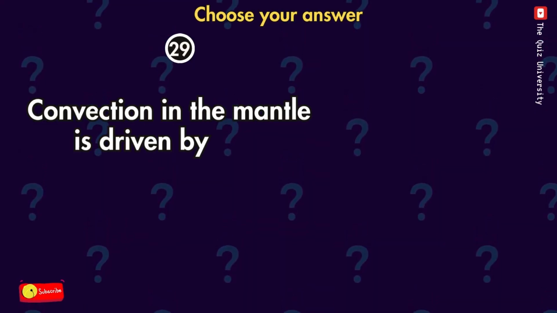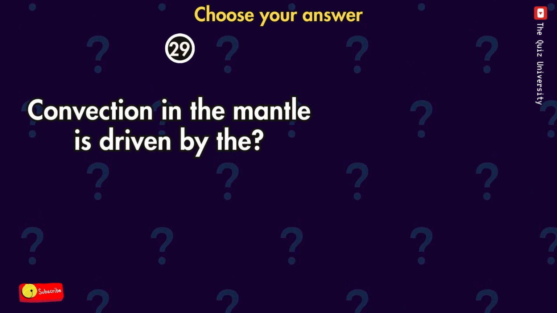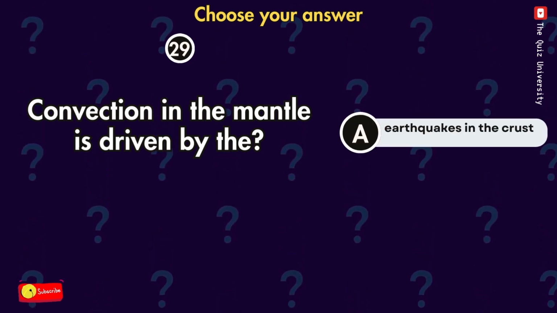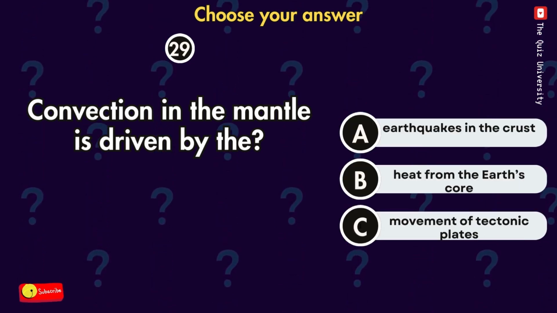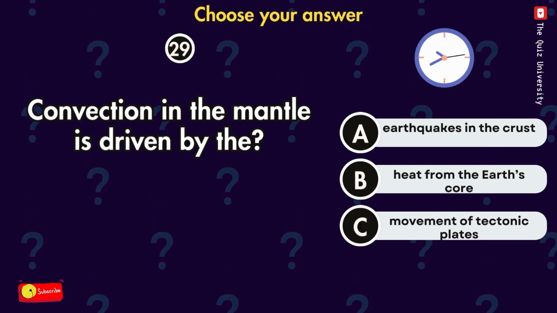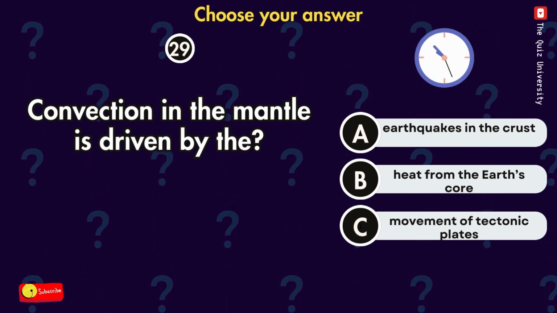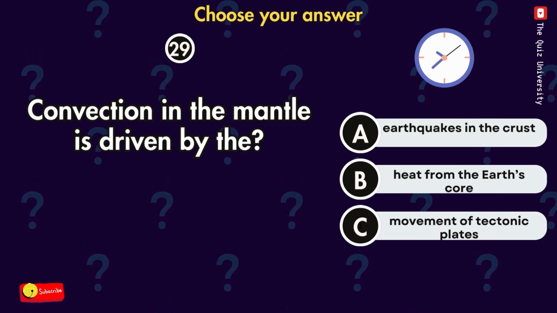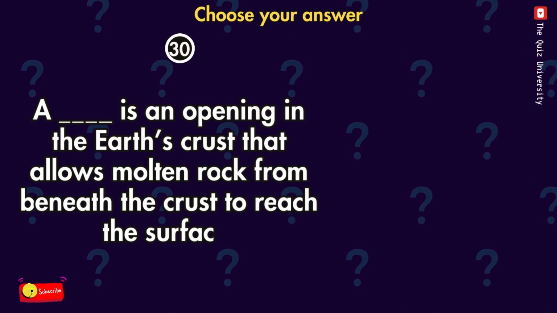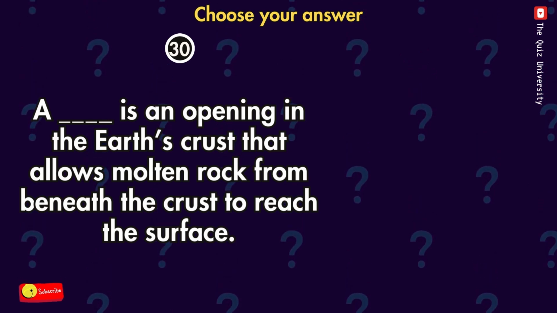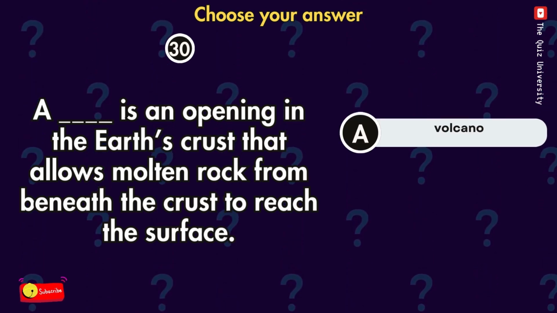Convection in the mantle is driven by the what? A blank is an opening in the Earth's crust that allows molten rock from beneath the crust to reach the surface.